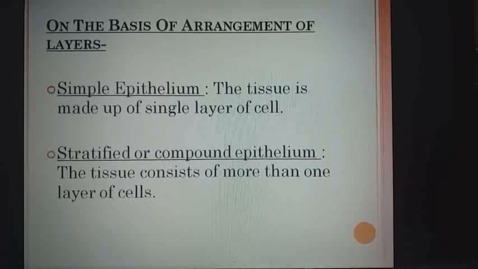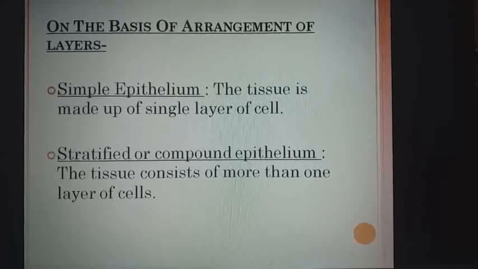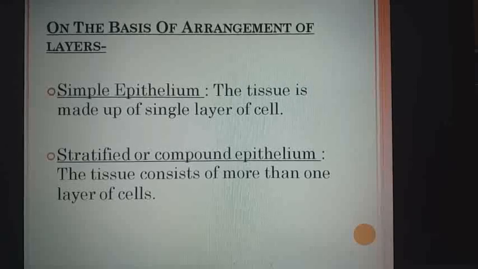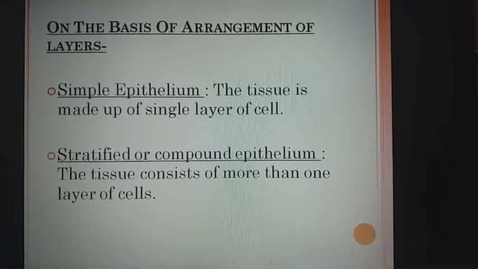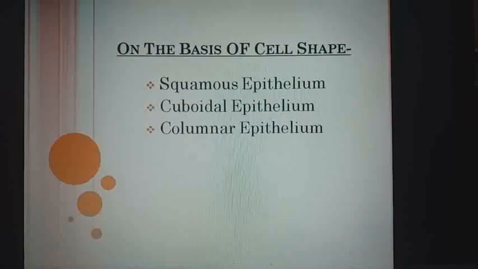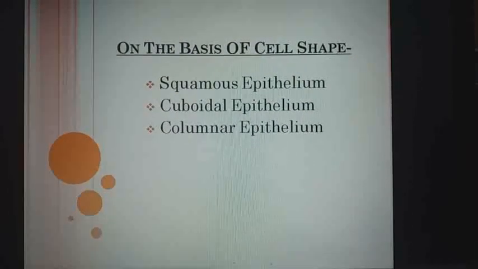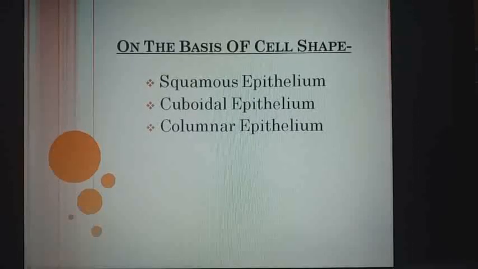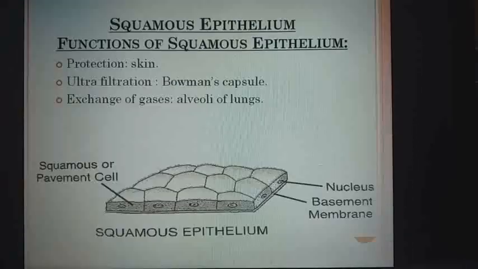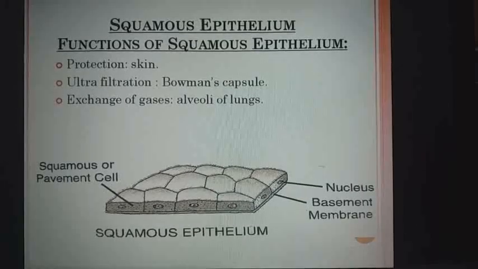Simple epithelium means the tissue is made up of a single layer of cells, whereas stratified or compound epithelium means it is made up of more than one layer of cells. Now, on the basis of cell shape, it is of three types: squamous epithelium, cuboidal epithelium and columnar epithelium. First one is squamous epithelium.